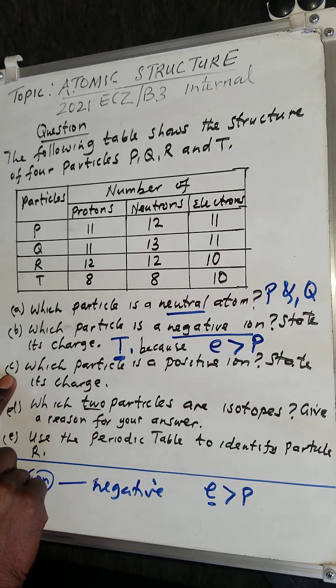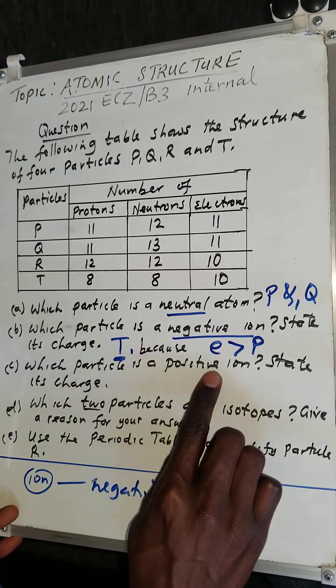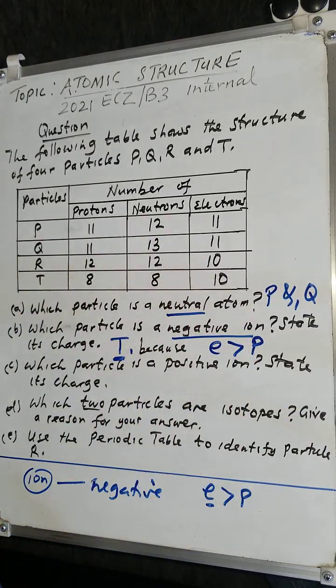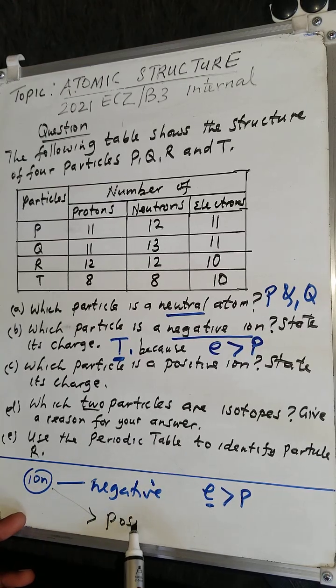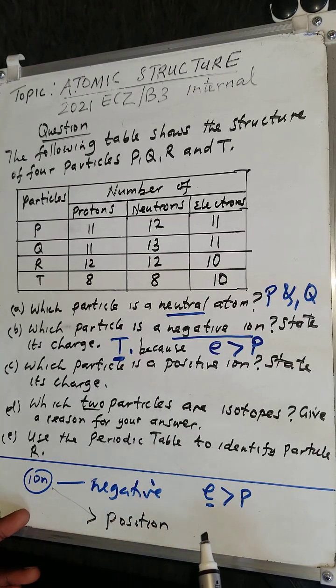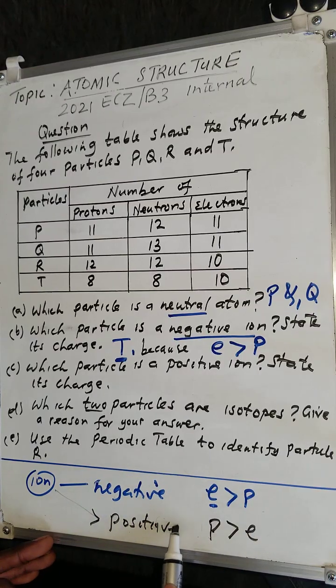Then I included this question, it was not there in the exam, it was saying which particle is a positive ion. So from there, which one is a positive ion? Well, when it comes to those ions that are positive, we said you're going to find that the number of protons will be greater than what? Electrons. So for those ions that are positive, it simply means that protons will be greater than electrons.